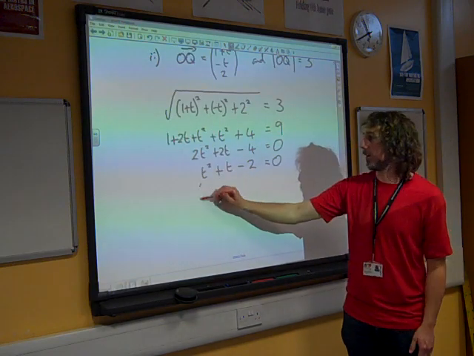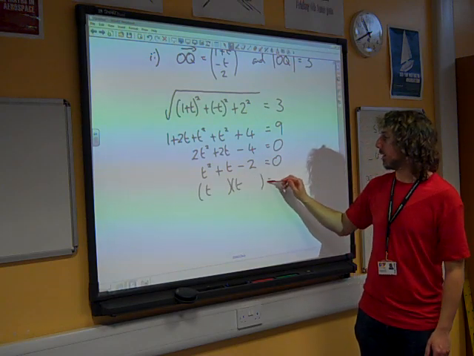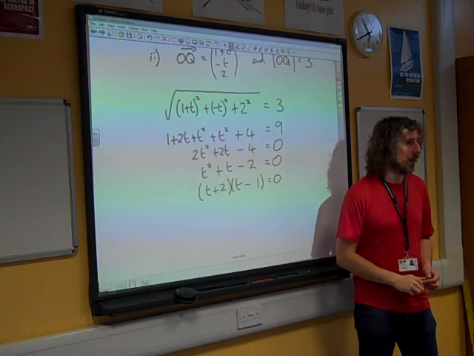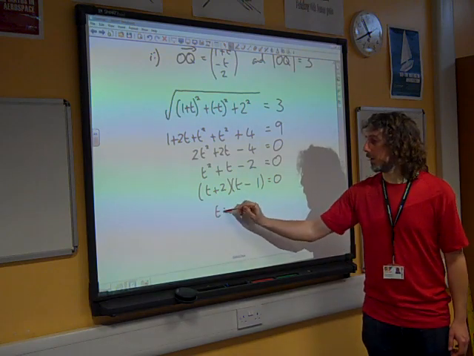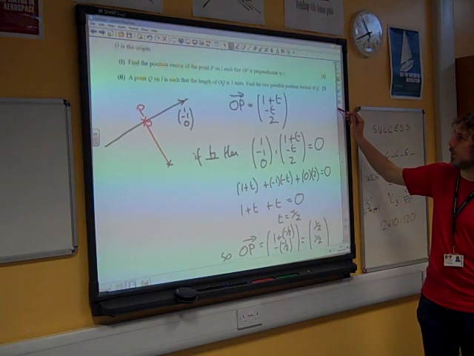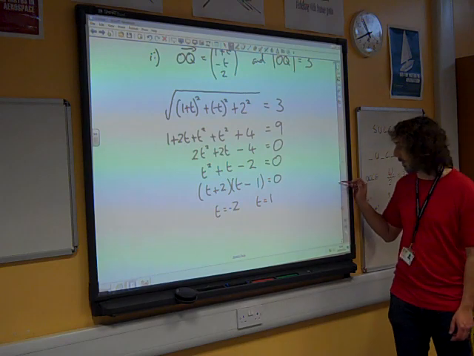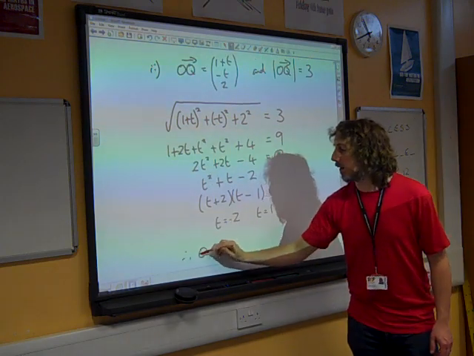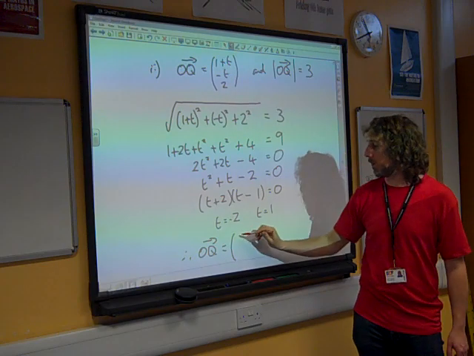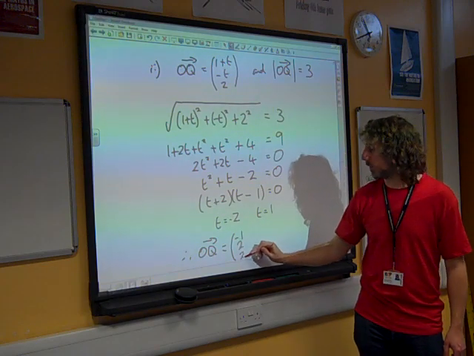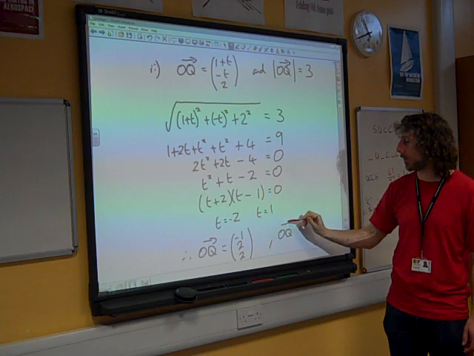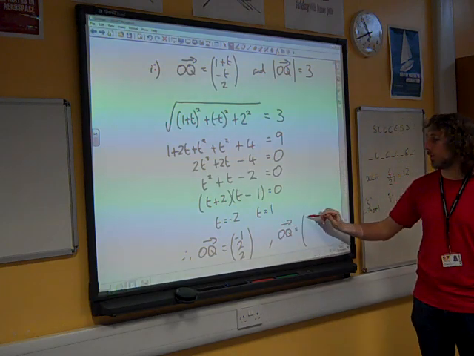Okay, which factorises as (t + 2)(t - 1). So we get t equals minus 2 and t equals 1. The question said find 2 possible position vectors of Q. So we now need to sub these values of t back in. If t is minus 2, we've got (1 - 2, 2, 2), and the other possible value is if t equals 1, we've got (2, -1, 2).